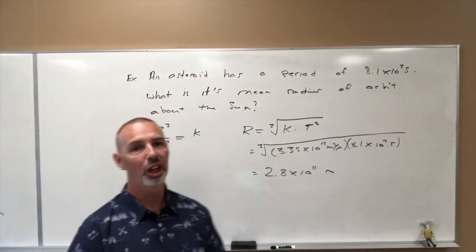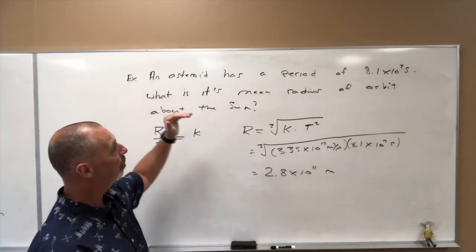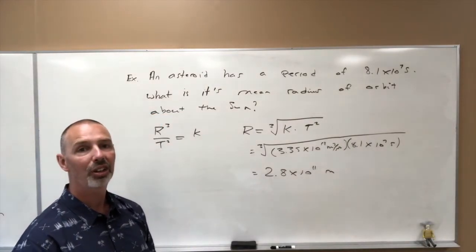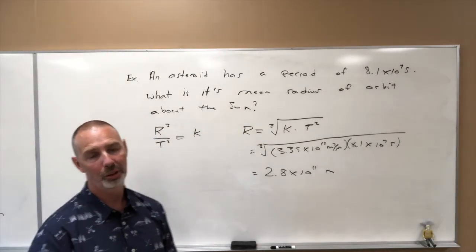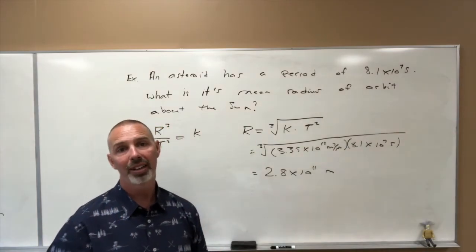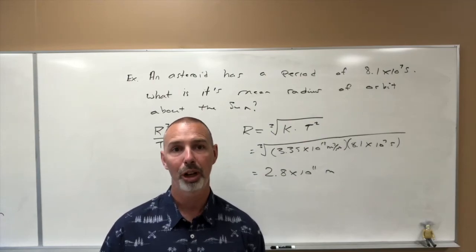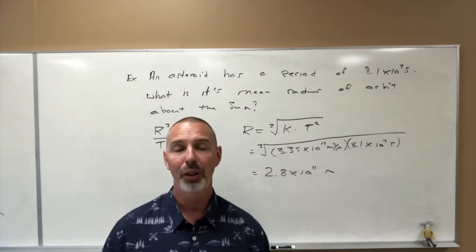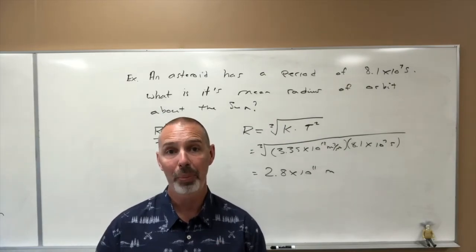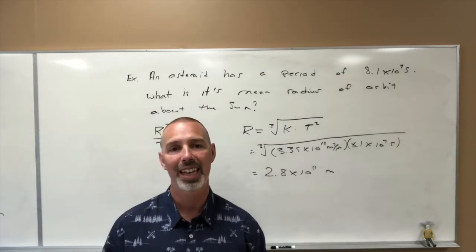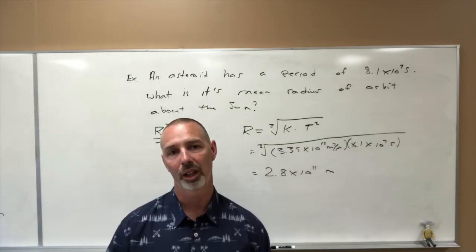All right, so here's our example. This should be a fairly straightforward one. We have an asteroid that has a period of 8.1 times 10 to the 7 seconds. What is its radius of orbit about the sun? The first thing we recognize is that asteroids are in our solar system. There's an asteroid belt between Mars and Jupiter, and asteroids in that belt revolve around the sun like all the planets. What that means is Kepler's constant is the same: 3.35 times 10 to the 18 meters cubed per second squared.